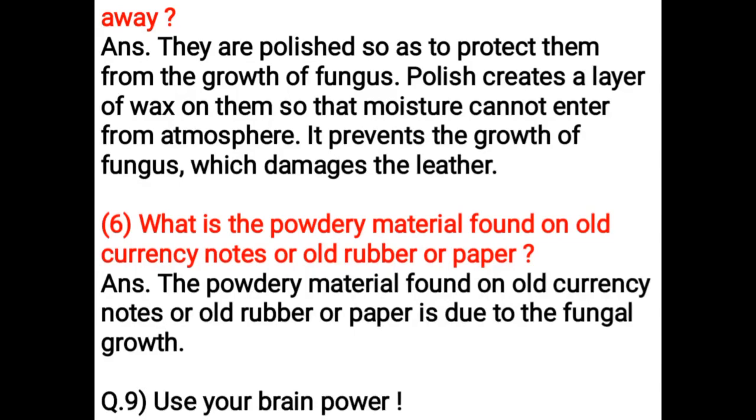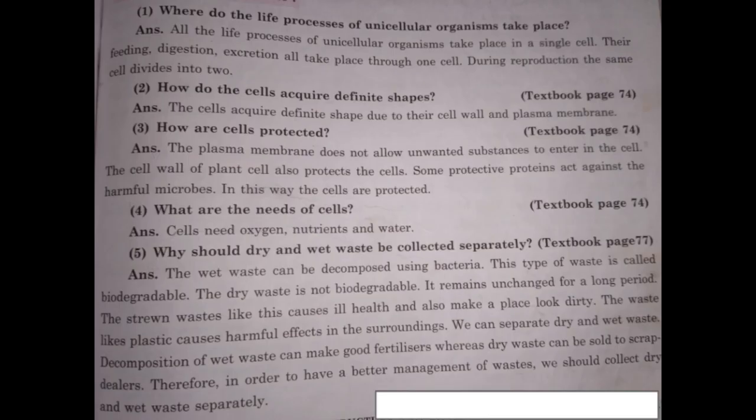Use your brain power. Where do the life processes of unicellular organisms take place? All the life processes of unicellular organisms take place in a single cell. Their feeding, digestion, excretion all take place through one cell. During reproduction, the same cell divides into two.